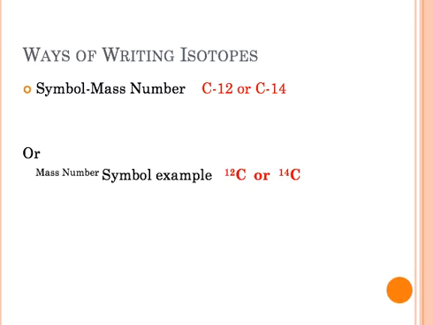So you see ways of writing isotopes, and you see in bold: symbol, dash, mass number. For example, there are two different isotopes of carbon. They're carbon 12 and carbon 14. This is one way of writing that, C-12 and C-14. There's another way. This is the mass number as a superscript and then the symbol, and you can write carbon 12 like this, or carbon 14 like this, with the mass number being up here right before the symbol.